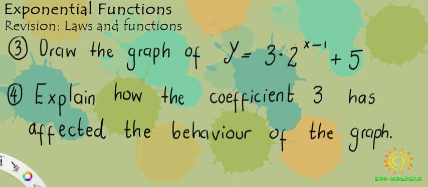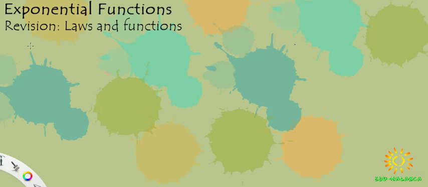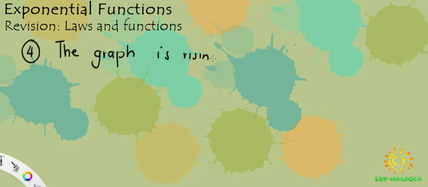The last question asked us to explain how the coefficient 3 has affected the behavior of the graph. Let's look at this graph. Essentially, we have this graph, and all we've done is multiply it by this coefficient, which is 3. And what we see is that the graph seems to be rising even more steeply. So let's explain that in our answer. Question 4. See, the graph is rising more steeply.